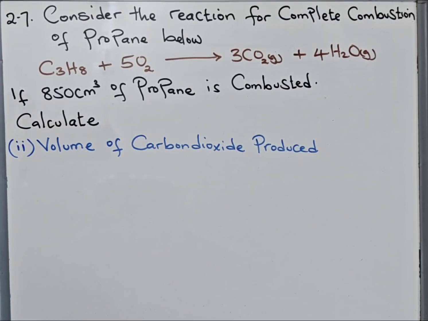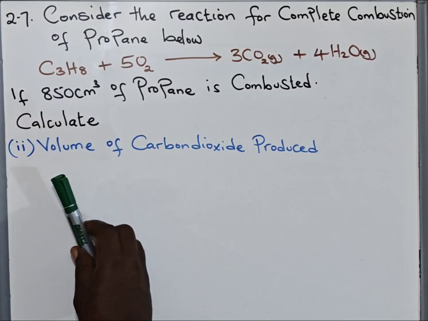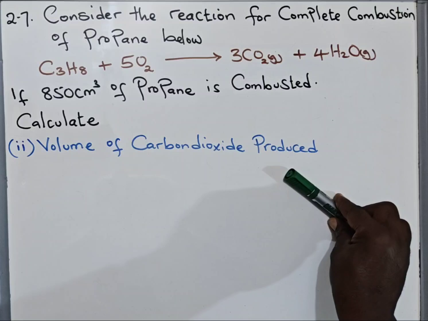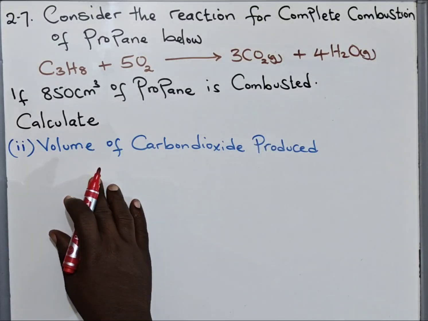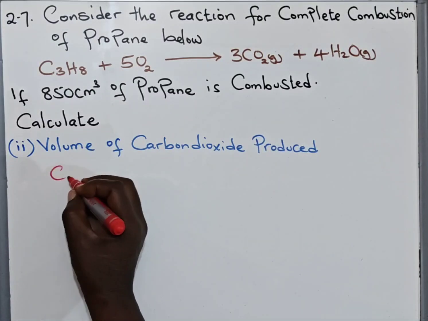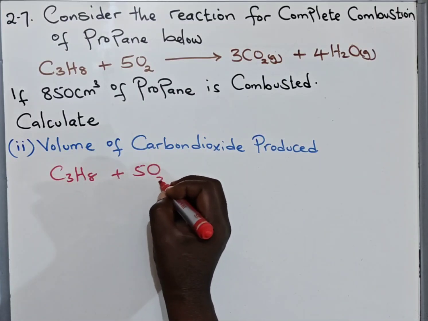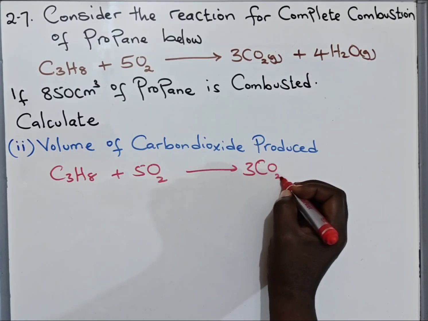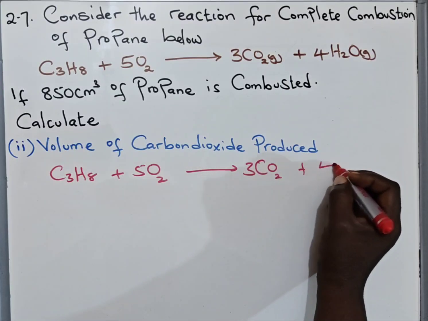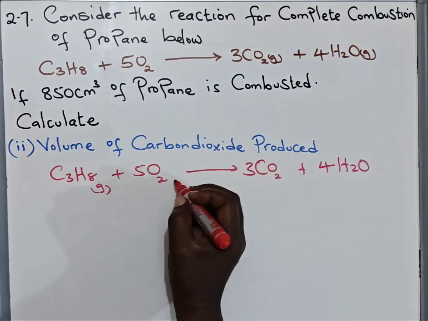Yeah, then we come to this one. It says that calculate the volume of carbon dioxide produced. And how do we go about that? Yes, the best way is to rewrite the equation. We're having C3H8 giving us that, reacting with this to give us this. Okay, all of them are gaseous.